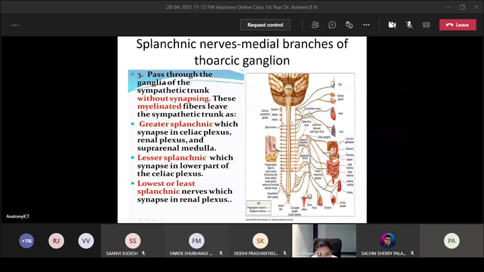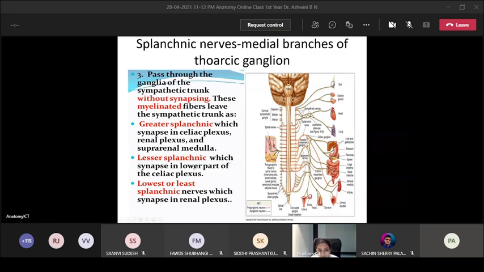Then the splanchnic nerves: the medial branches of the thoracic ganglion join and form different nerves, such as the greater splanchnic nerves, from the 5th to 9th medial branches of the thoracic ganglion. These are postganglionic fibers. They join and form the greater splanchnic nerves, which form the celiac plexus, which supplies the stomach and liver, and it also forms the renal plexus and supplies the suprarenal medulla. The lesser splanchnic nerves are formed by the fusion of branches from the 10th and 11th thoracic ganglion.